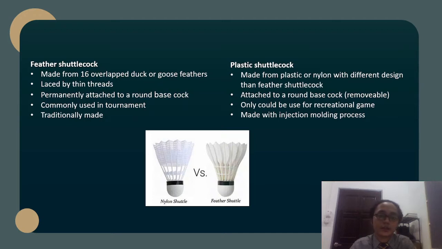For the plastic shuttlecock, or what we know as the nylon shuttlecock, there are several designs made by different companies where the material is plastic, but it still uses a round-based cork at the end of the shuttle and it is removable. The process of the shuttle uses injection molding, however the shuttle is only suitable for recreational games. There are a few efforts by some companies trying to replace the feather formation shuttlecock with a new artificial shuttlecock. The reasons are to reduce the usage of animal products and increase the reliability of the shuttlecock itself.